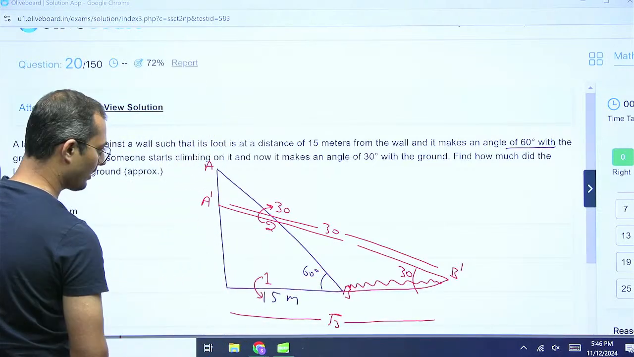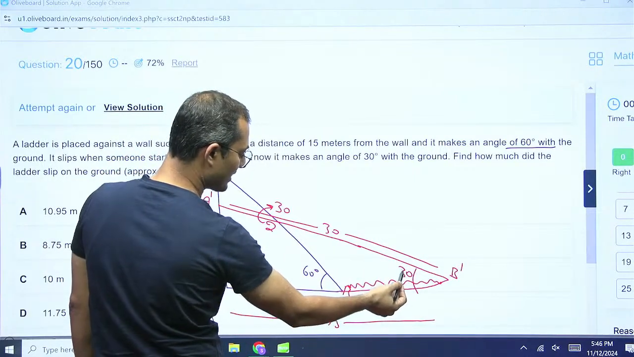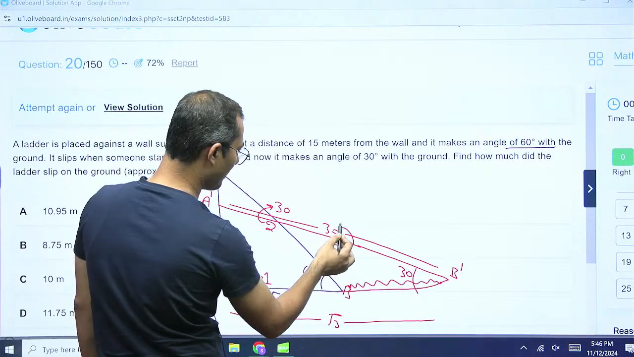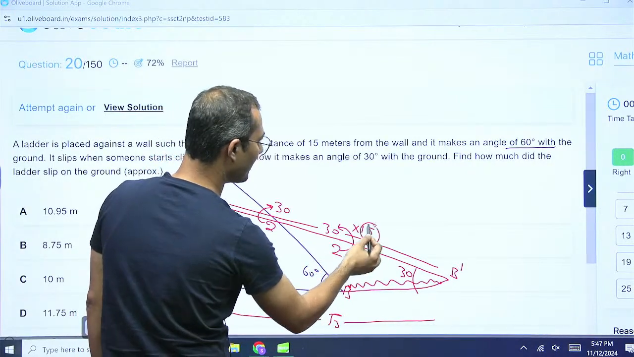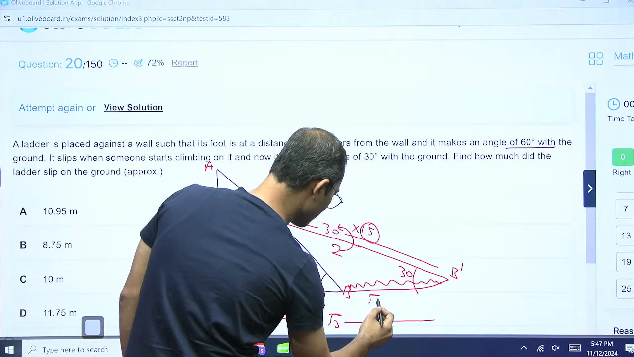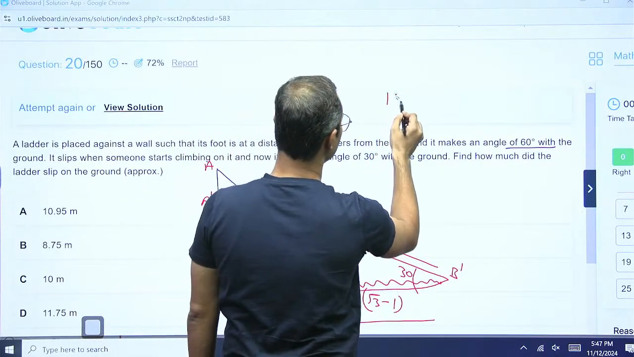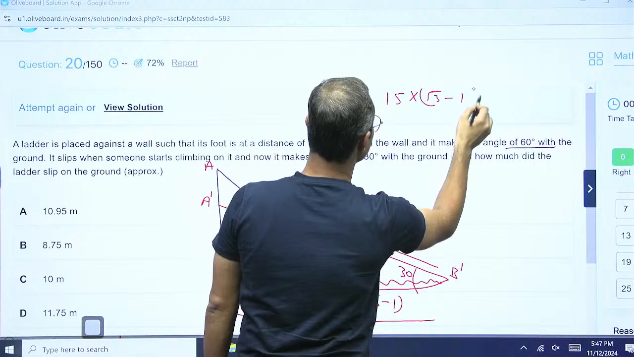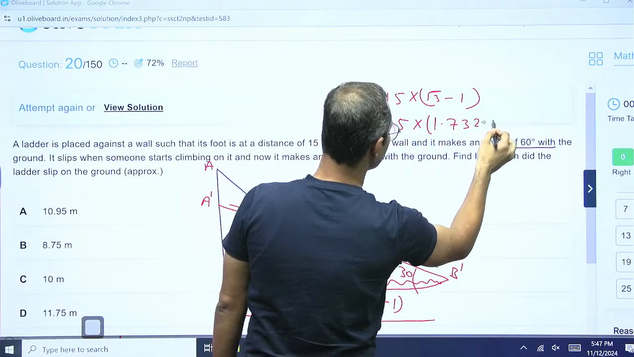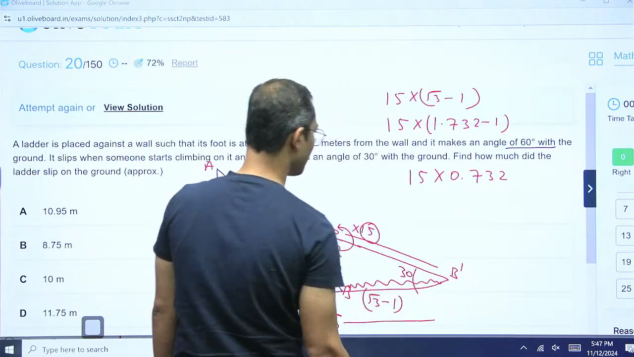See, if we apply cos 30, it is how much? Root 3 by 2, right? So 2 units is equal to how much? We can say that is 15, right? So how much is it going to slip? 1 unit is equal to 15 into root 3 minus 1. So take the value of root 3 as 1.732, minus 1. So 15 into 0.732, something.